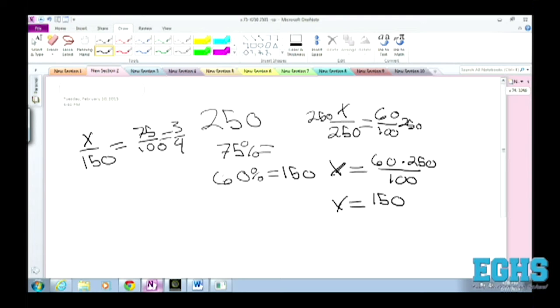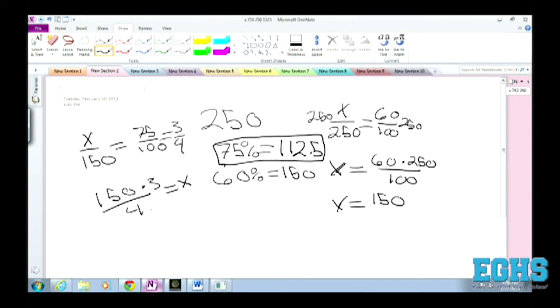I'm feeling lazy today, so you get some decimal if you do that. So 150 times 3, and then we're going to divide this by 4, and that's going to get us our x. And so we do 150 times 3, then we divide that by 4, and it gets us 112.5. And that will be our 75%. And this will be the answer. That will be the final answer.